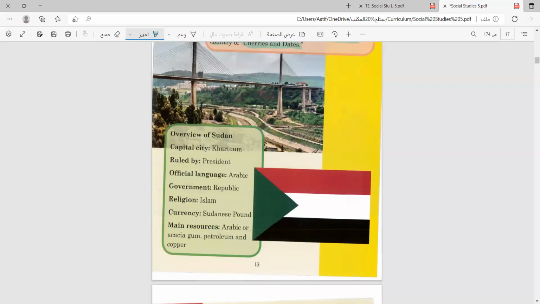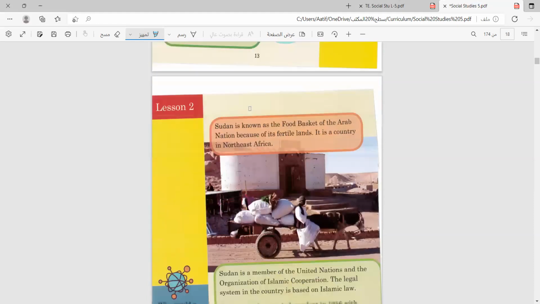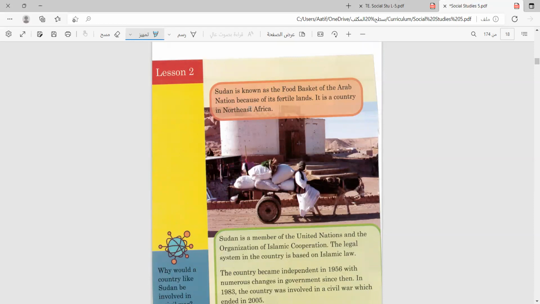Here we have the second Arabian country that we are going to have an overview about, Sudan. This is the flag of Sudan. The capital city, Khartoum, ruled by a president. Official language, they speak Arabic, of course. The government is a republic, and religion is Islam. Currency is Sudanese pound. Main resources: Arabic gum or Acacia gum, petroleum and copper. Copper is very useful for electricity and cars and electronics. So it is a valuable material.